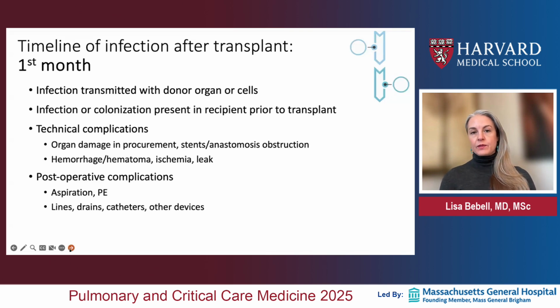Infections transmitted with donor organ or cells are very common. Infection or colonization that was actually present in the host prior to transplant becomes common. Technical complications become apparent during this time, so organ damage that happened during procurement, stents and anastomotic obstructions, and bleeding complications and leak become very common. Postoperative complications also arise during this timeline, including aspiration, pulmonary emboli, and implanted devices, especially temporary catheters, which can become infected.